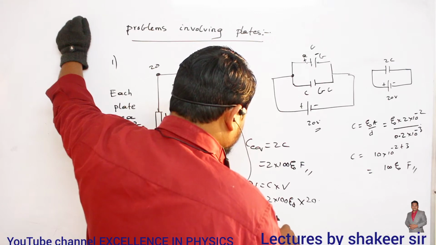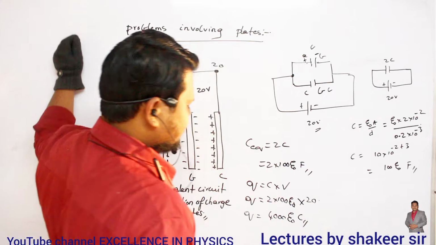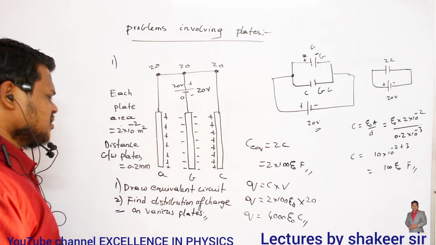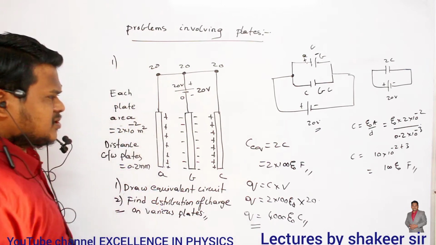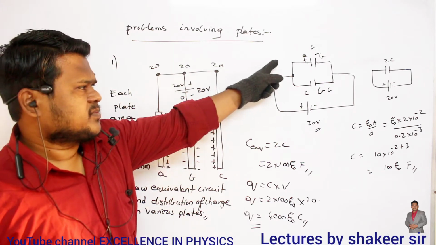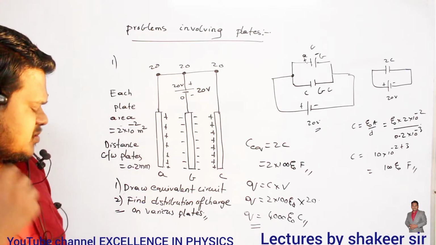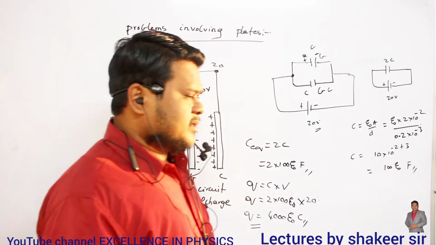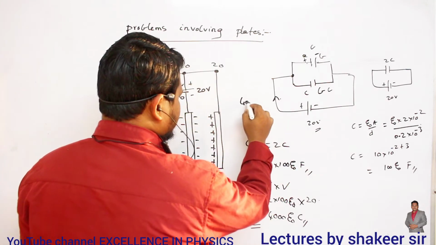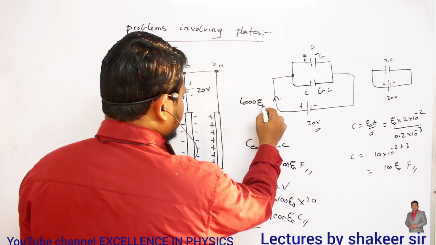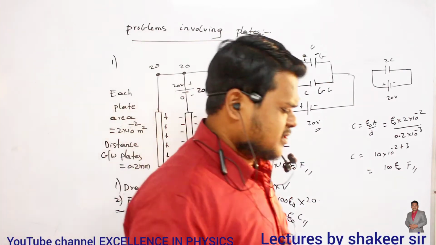So 4000 E naught coulombs of charge. This is the total charge which is drawn from the battery. Clear? So if this is the total charge drawn from the battery, then what is the charge present on each capacitor? Can you say? What is the charge present on each capacitor? So 4000 E naught coulombs of charge is drawn from the battery. So how will this charge be distributed on the plates?